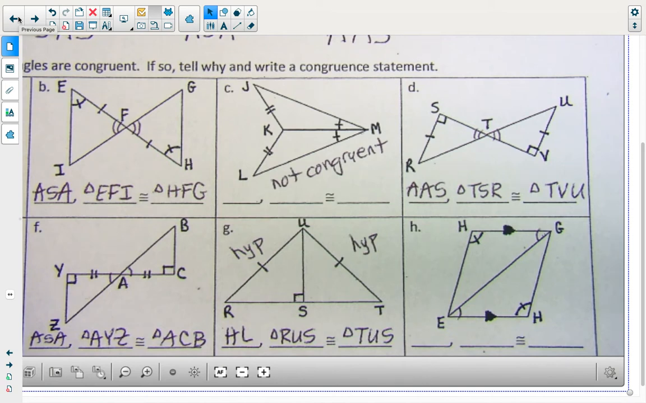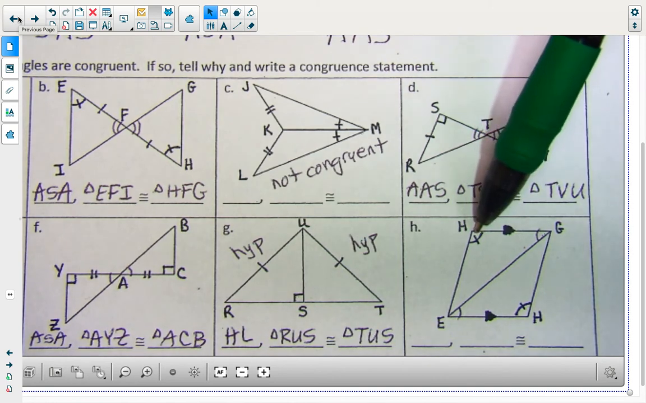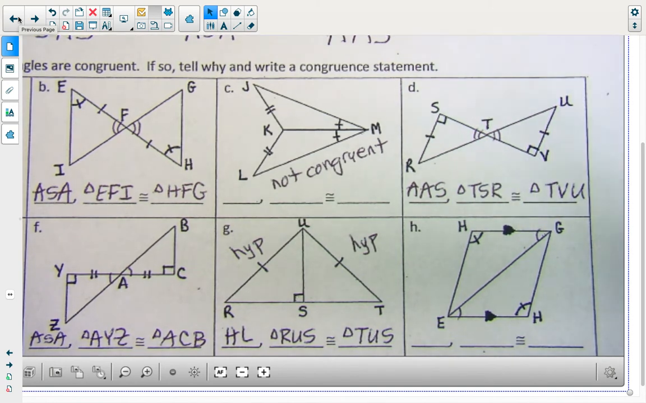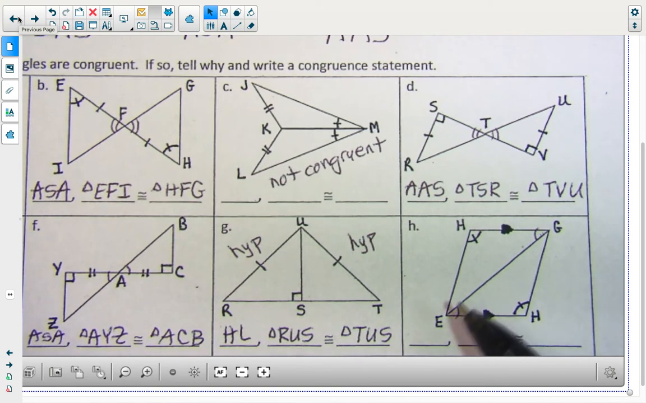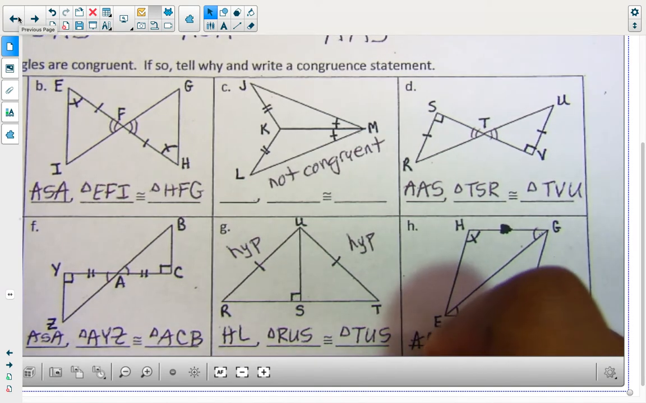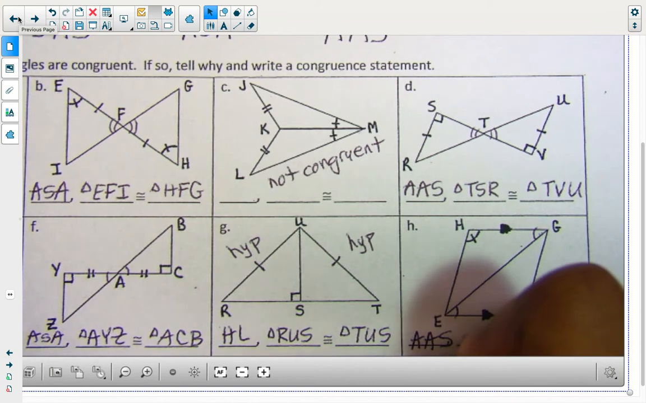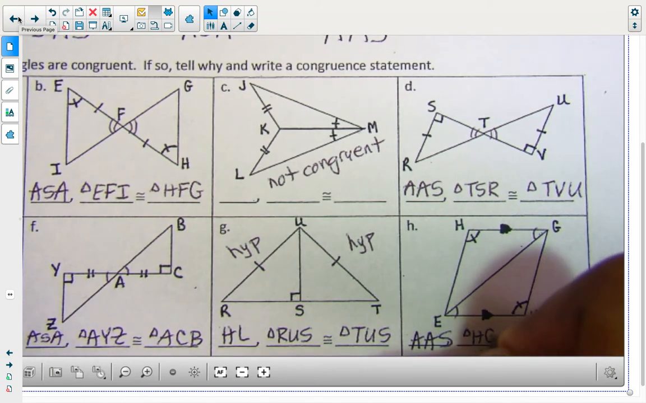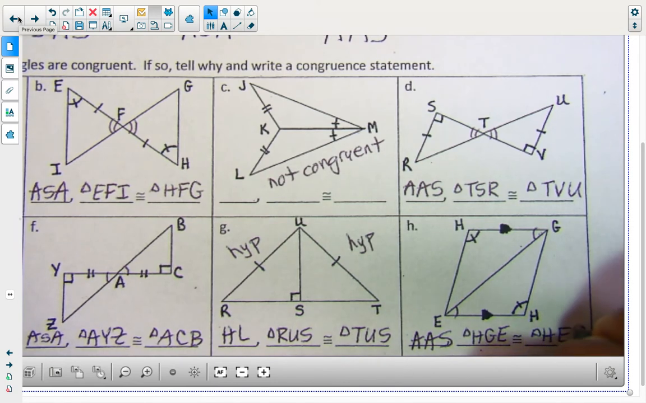So it looks like I have two angles and a side. So I see this angle, and they share this line. Again, this angle, and they share this line. So these are congruent by angle, angle, side. This is triangle HGE, and this is triangle HEG.